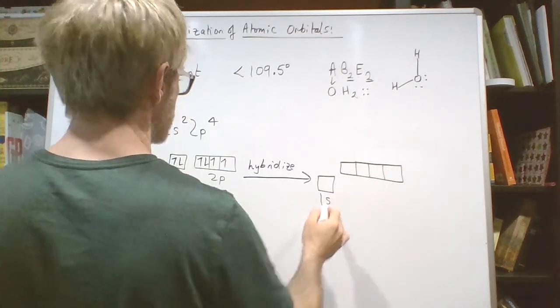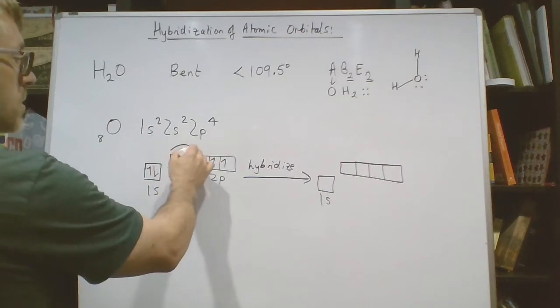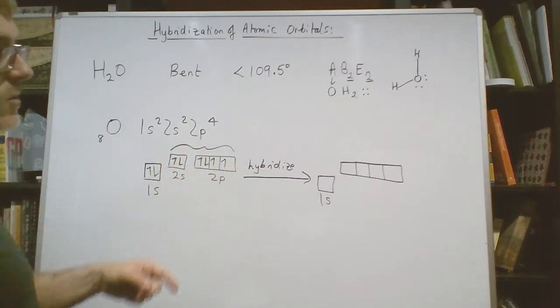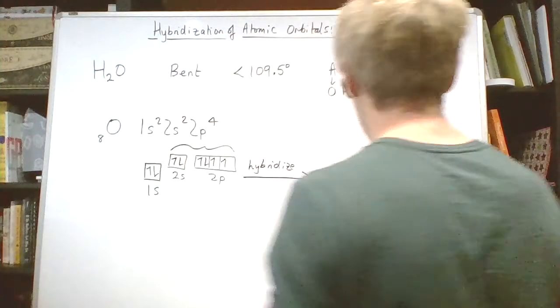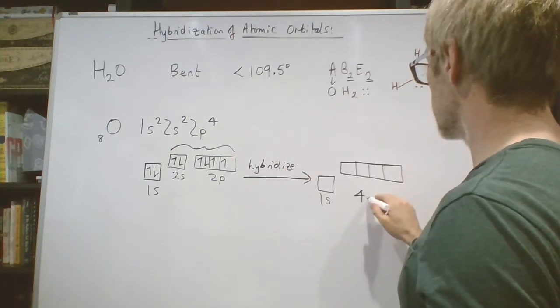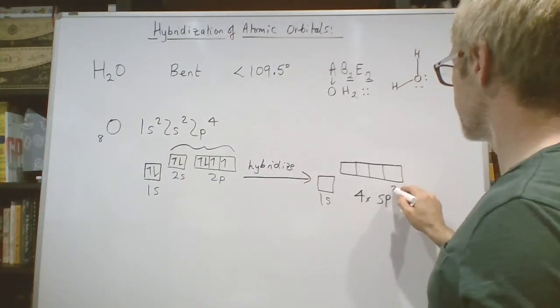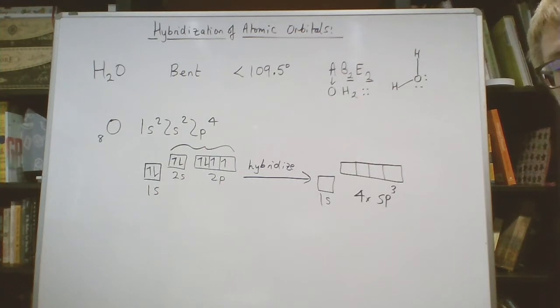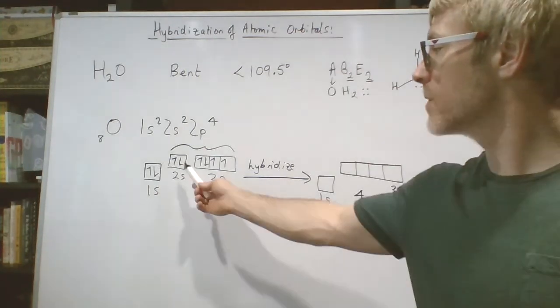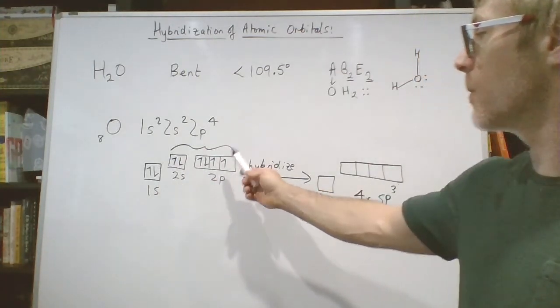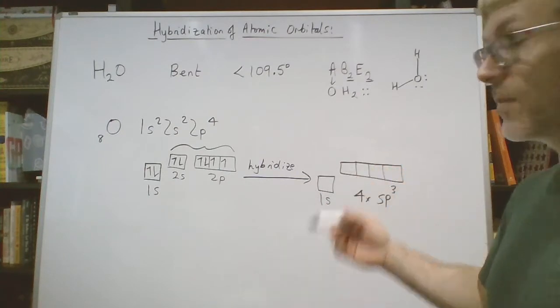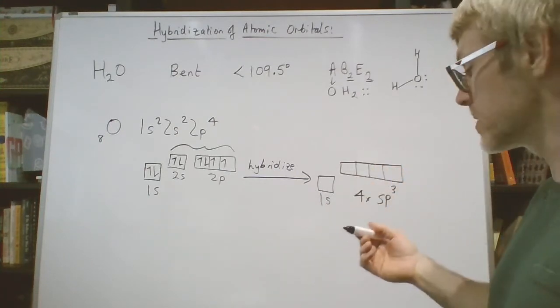So 1s. I've now hybridized the 2s and the 2p again. So I'm going to get 4 lots of sp3 hybrids, where each orbital is an sp3 hybrid. And I'm going to go ahead and fill in my 6 electrons, following Hund's first rule and Pauli exclusion again.